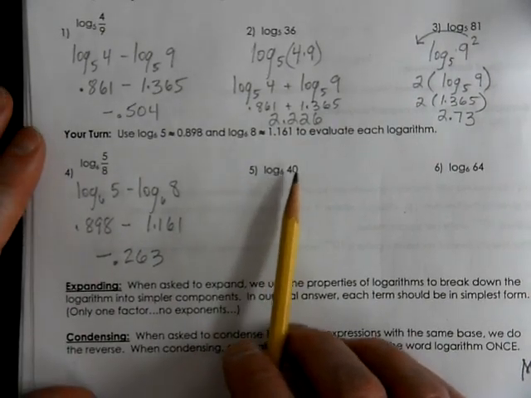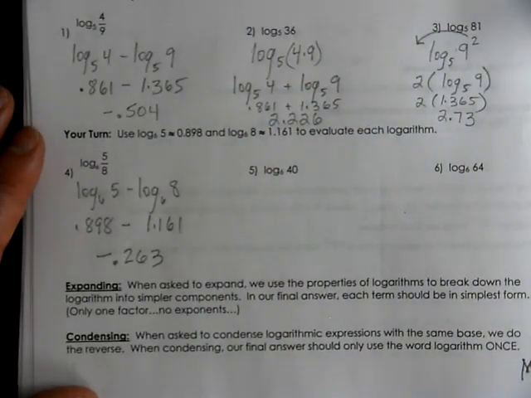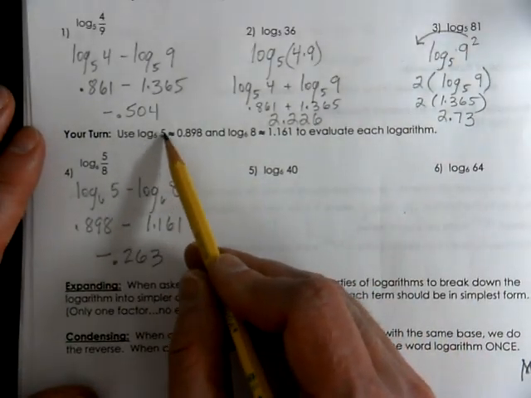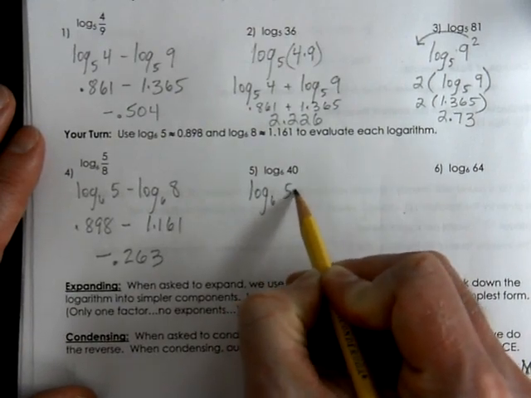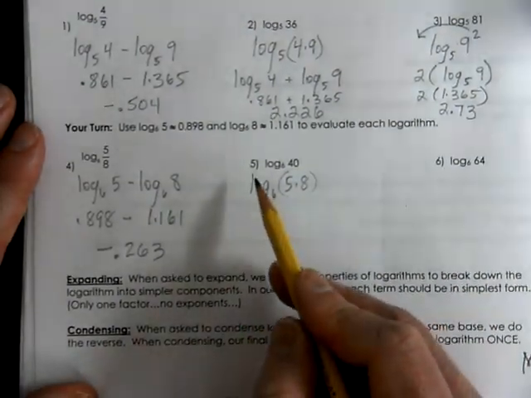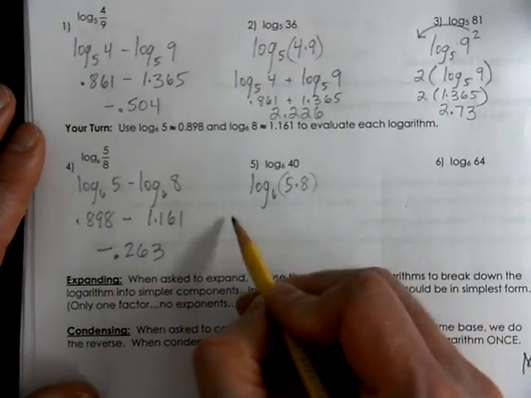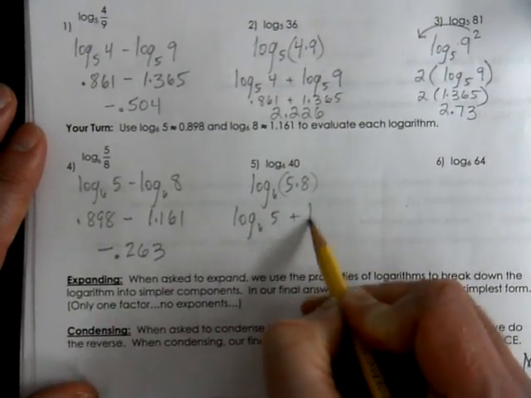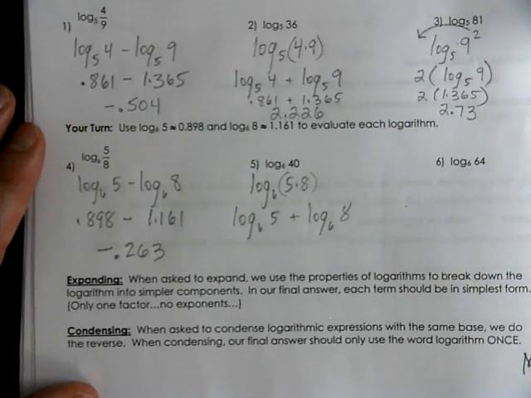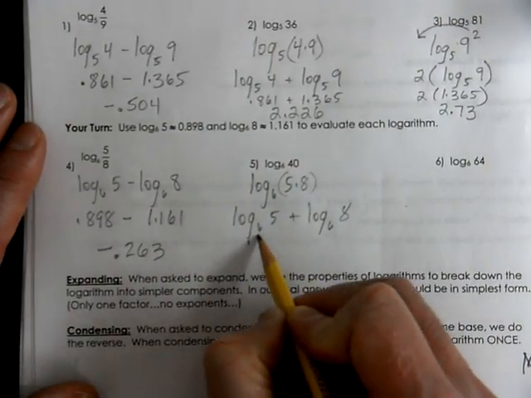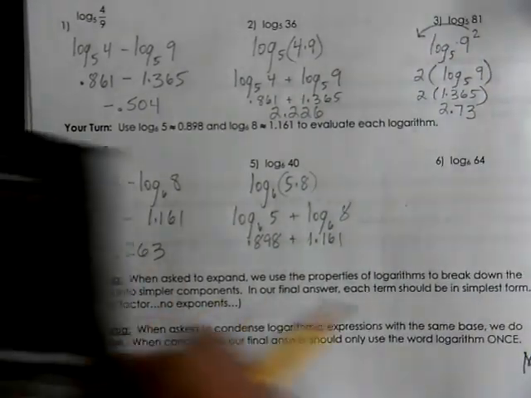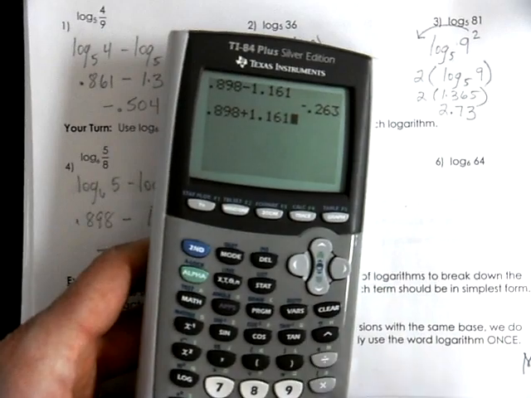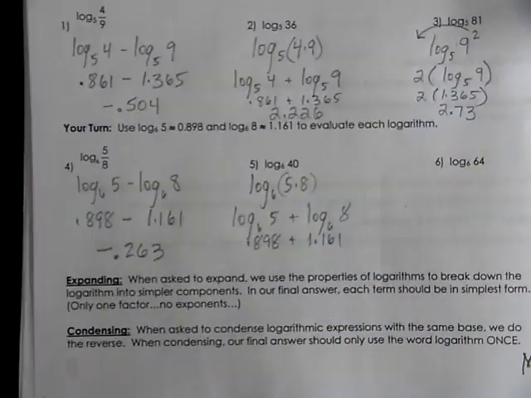On this one, we're looking for factors of 40. We could use 2 and 20, 4 and 10, 5 and 8. 5 and 8 works really well because we know what log base 6 of 5 is and log base 6 of 8. So we need to use 5 and 8. And if you're doing the logarithm of a product, we can separate those using addition. So that's 0.898 plus 1.161, and that gives us 2.059.